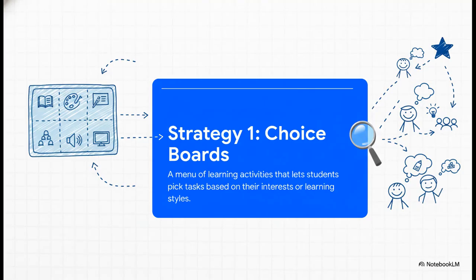First up in the toolkit, choice boards. Honestly, just think of it like a menu at a restaurant, but for learning. When you give students a set of good options for how they want to learn something, or show you what they know, you're immediately building a sense of ownership. They're in the driver's seat. They get to pick the path that feels right for them.